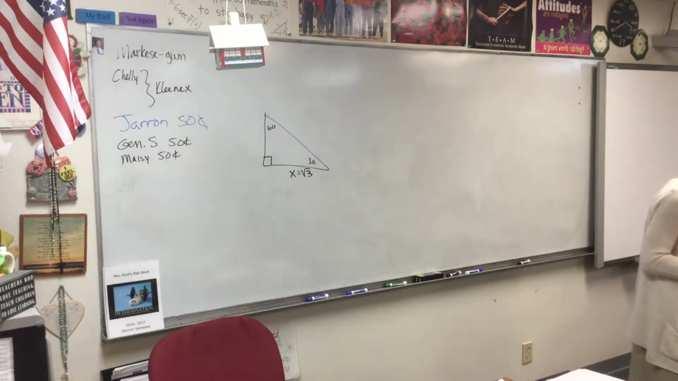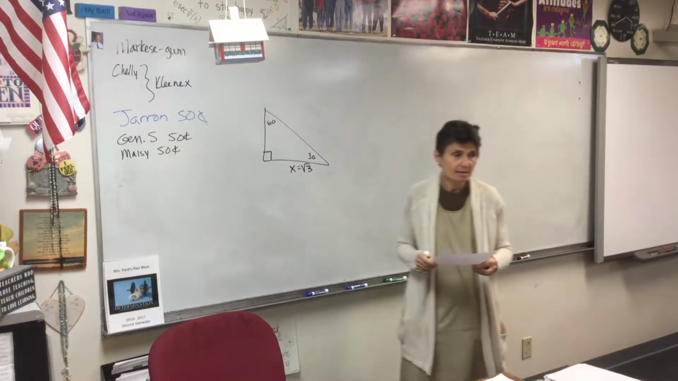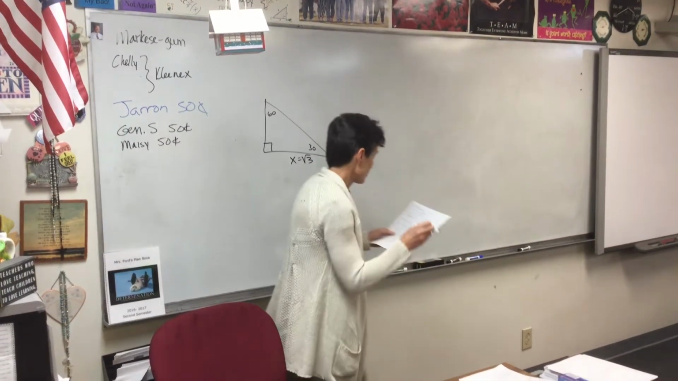Okay, what is the abbreviation for cosecant? CSC. The abbreviation is CSC. Now we've got another triangle, 45, 45, 90. And we want to know how long that side is.